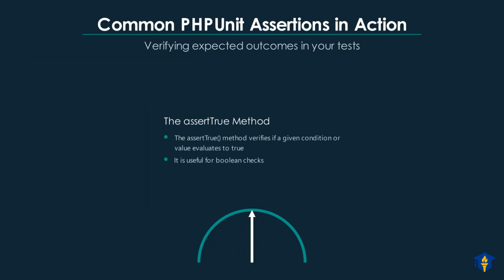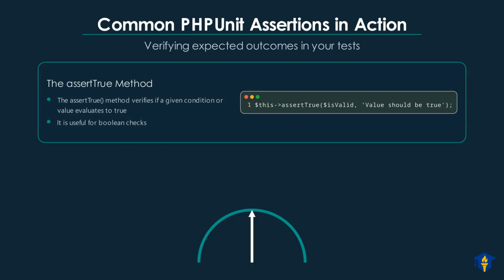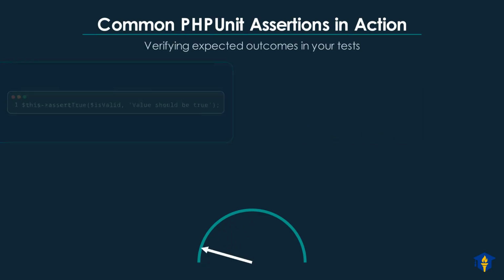Next, we have the assertTrue method, which is useful for validating Boolean conditions. The assertTrue method verifies if a given condition or value evaluates to true, essential for Boolean checks. Here, assertTrue verifies if the isValid variable evaluates to true, indicating a successful condition.